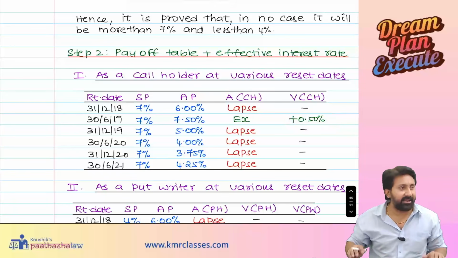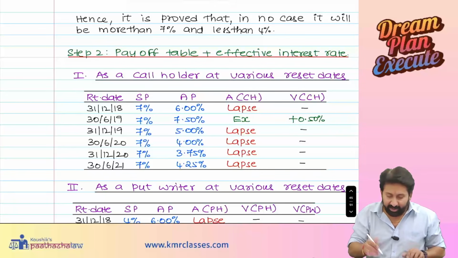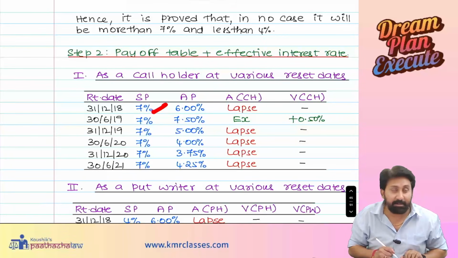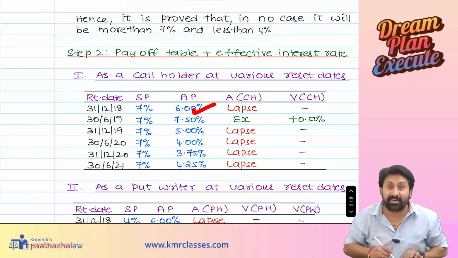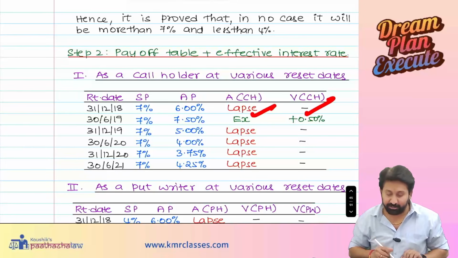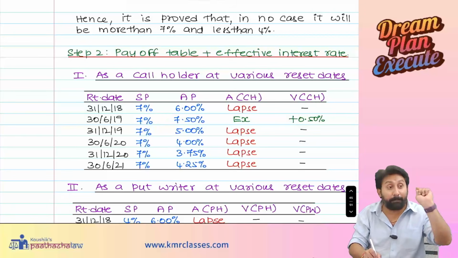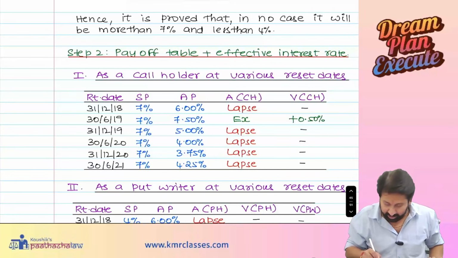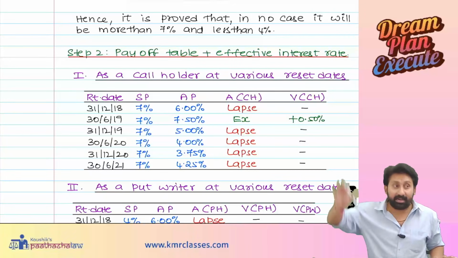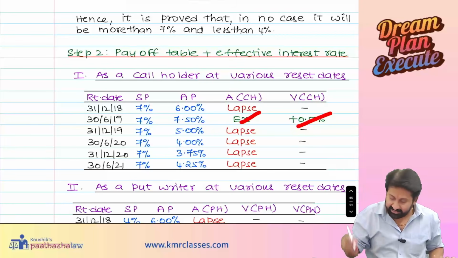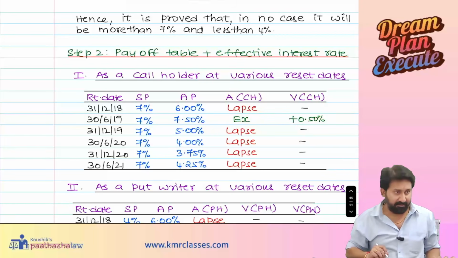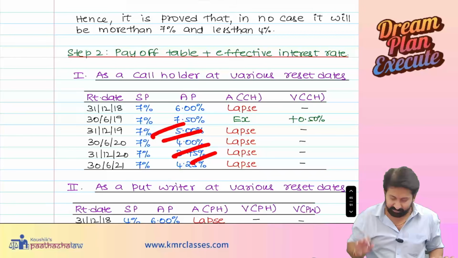Up to here, clarity? See, I have a right to buy interest at 7%, which is available in the market only at 6%. I will lapse, value is 0. I have a right to pay interest at 7%, which I can pay in the market at 7.5. I will exercise and I will get a 0.5% benefit. Third case, same logic has to be applied.